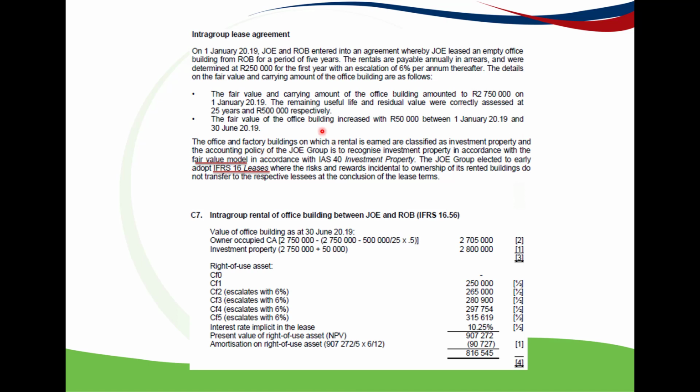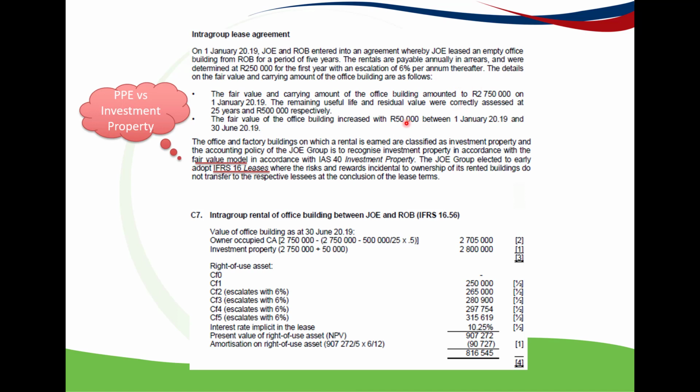So this actually tells us that in the separate records of the subsidiary, he would have classified this office building as investment property in accordance with the fair value model of IAS 40. So that means he wouldn't have depreciated the office building over the 25 years. He would have recognized the building at 2.75 on 1 January 2019, and at year end it has increased to 50,000, so he has an investment property of 2.8 million in his separate financial statements.